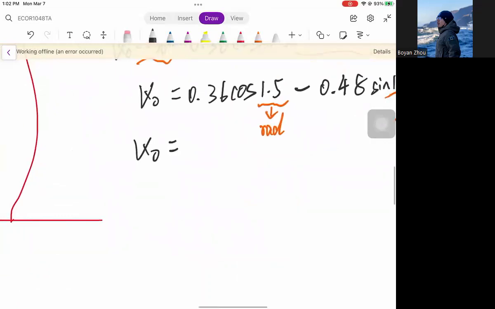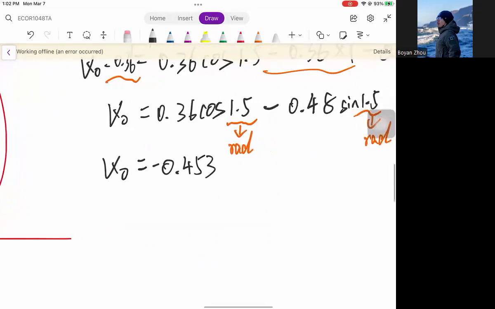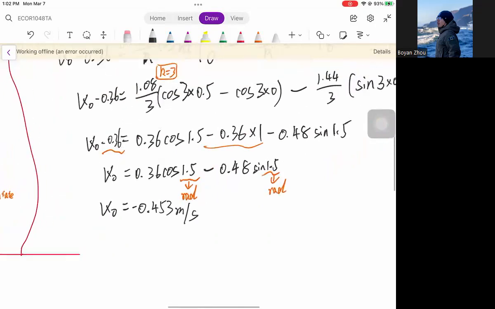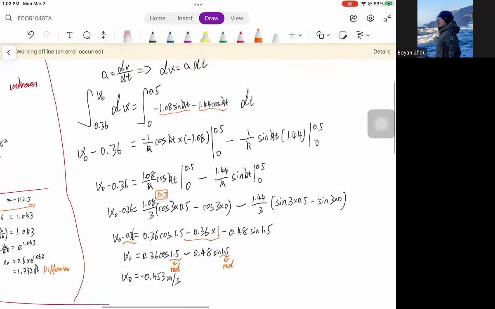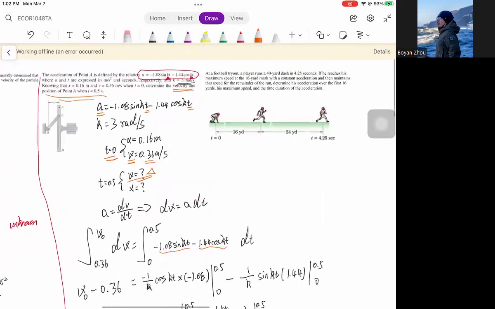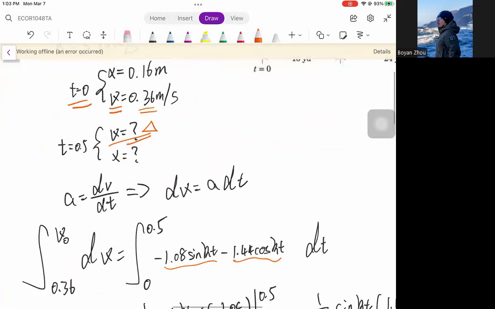Using radians, you can get the final value, which is 0.45453 meters per second. So that is how we find the velocity. We solved for this one, and next we're going to solve for the displacement.